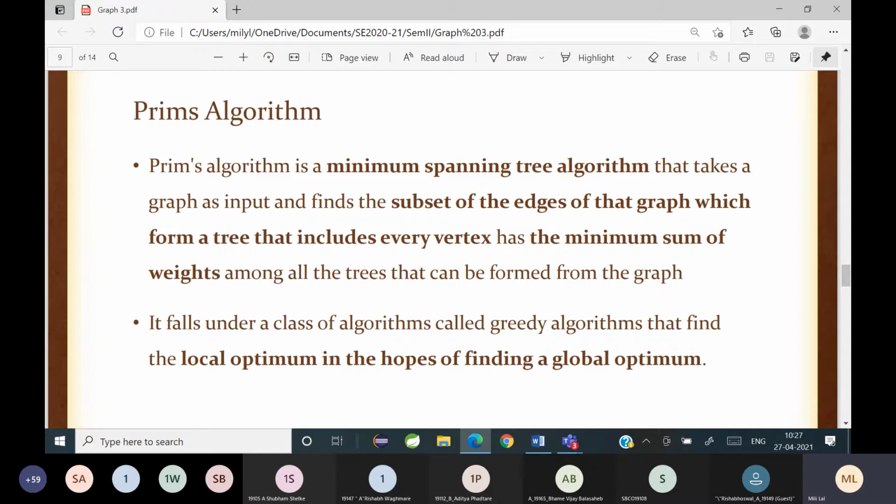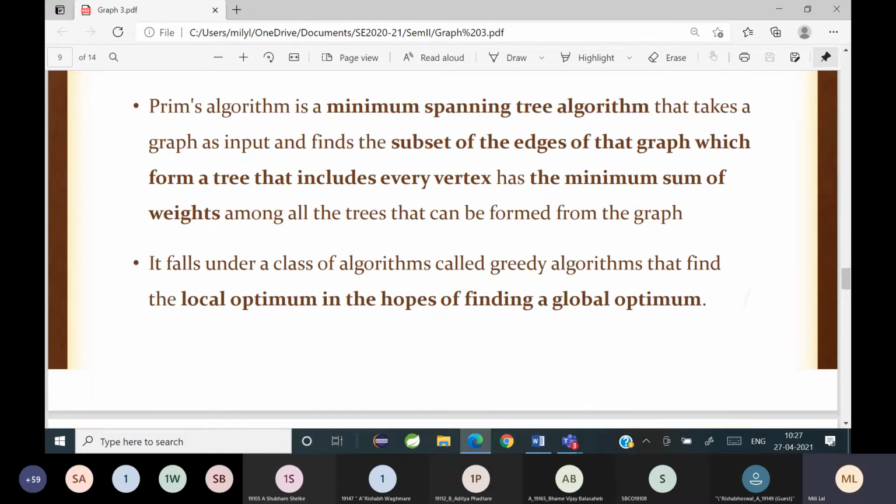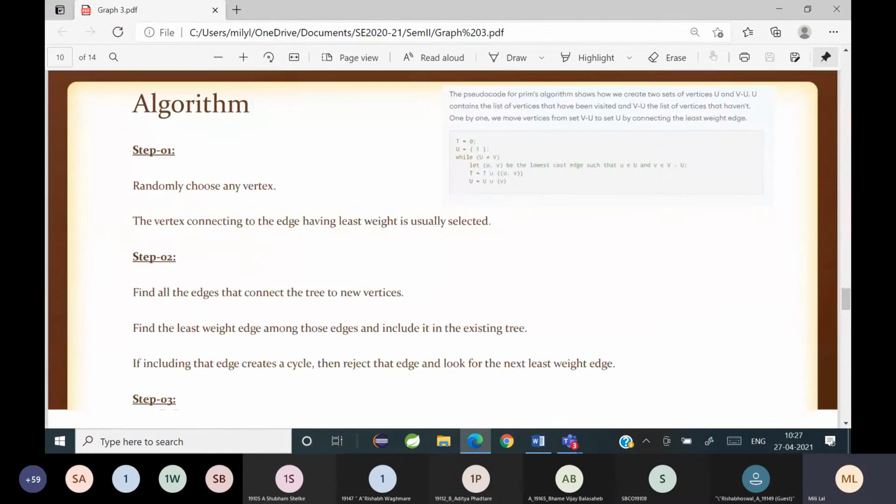Prim's algorithm का theoretical concept समझ में आया क्या सबको? Is it clear? Yes, students. Yes, ma'am. Okay. Yes, ma'am. So now we'll see an example here.